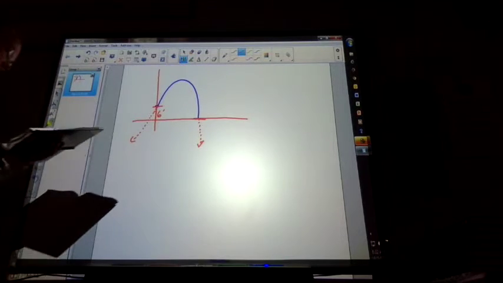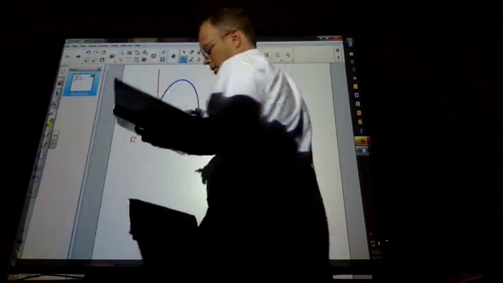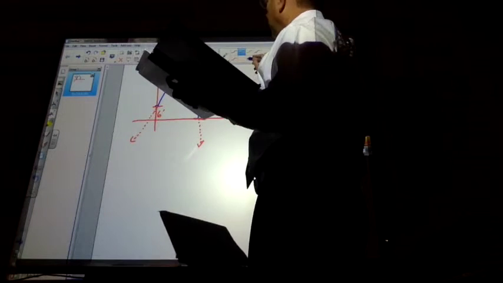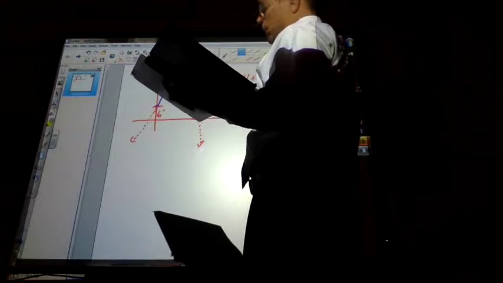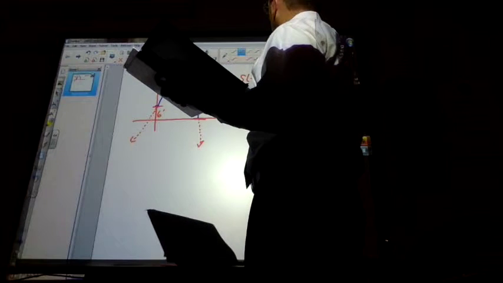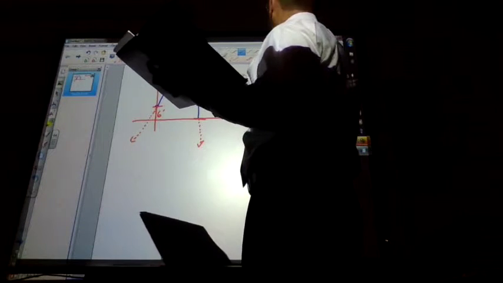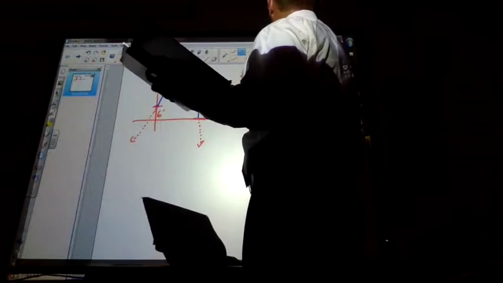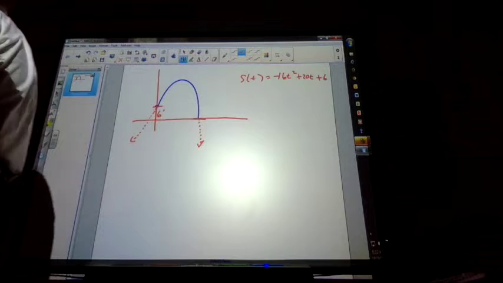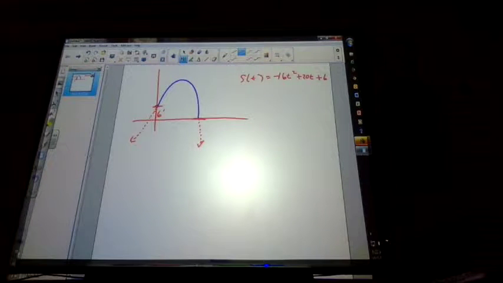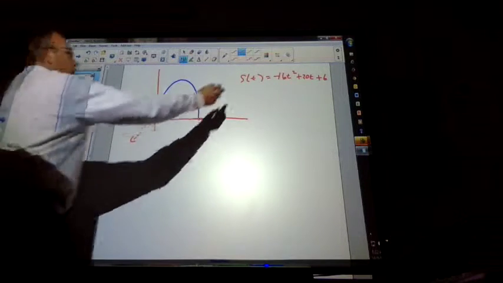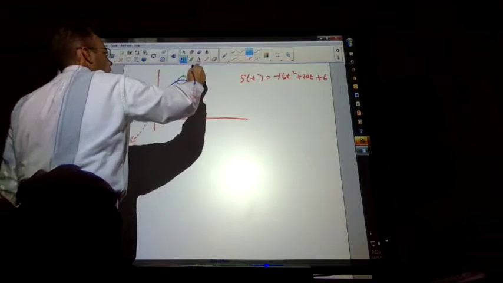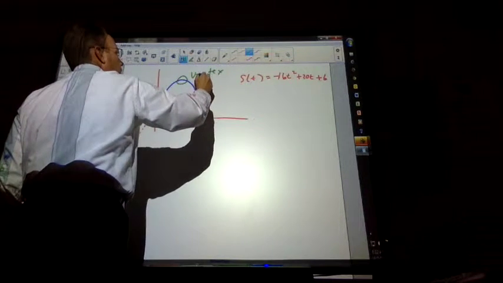All right, so they tell us that the equation that we're going to use is s of t equals negative 16t squared plus 20t plus 6. Do you agree this should be an upside down parabola? Yes, our t squared term is negative. It's an upside down parabola. Okay? That means that our vertex will be our maximum.